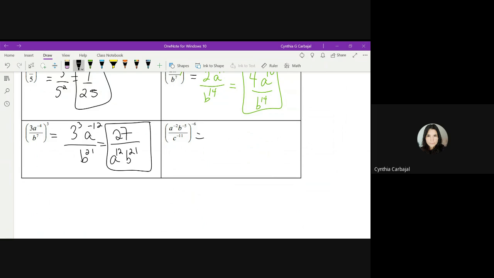All right, almost done. a to the 2 times 6 is 12, and they're both negative, so negative times a negative is a positive. Okay, and since all our exponents are positive, they stay where they're at, and that is our answer.